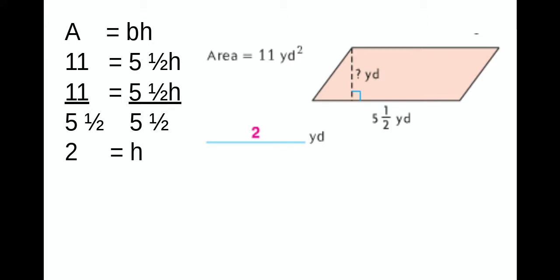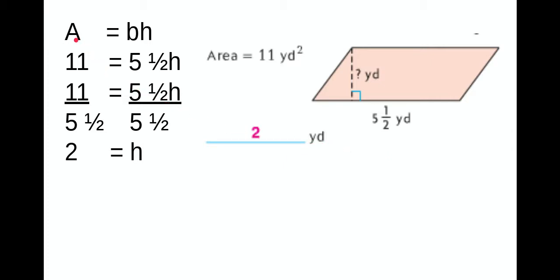This one, we know the area, 11 yards squared. How do we know it's the area? Because it literally says area equals. And also look at the units. It's square units. That always tells you that we're talking about an area. We're missing our height, represented by this dotted line that makes a perpendicular intersection with this base. And we have the base, which is 5.5.